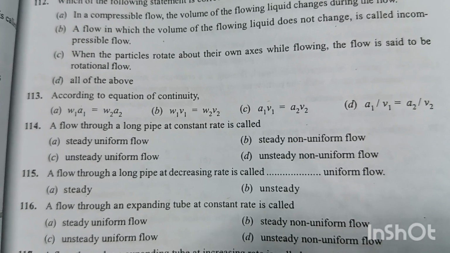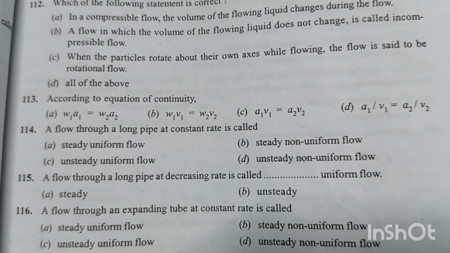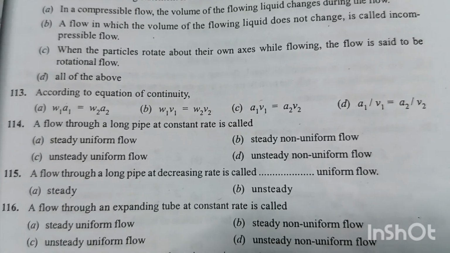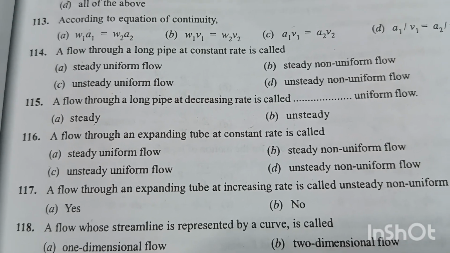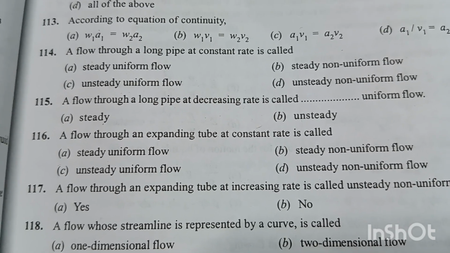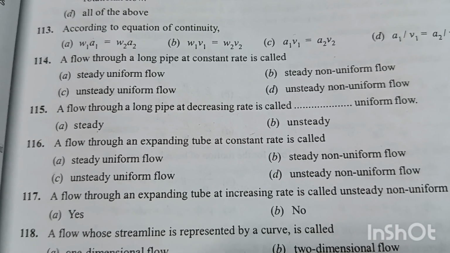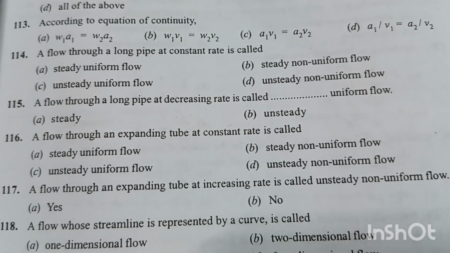Question number 114. A flow through a long pipe at a constant rate is called steady uniform flow. Option A is the right answer. Because the velocity is constant and the quantity of liquid passing through the pipe is constant, the flow will be steady and uniform. So option A is the right answer, steady and uniform flow.